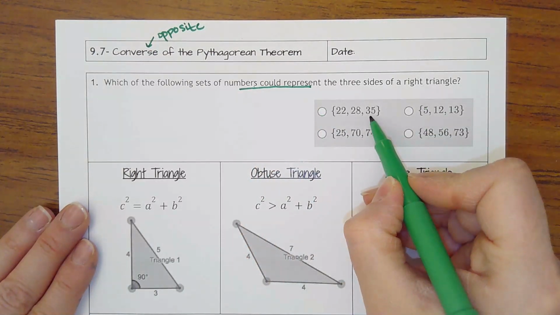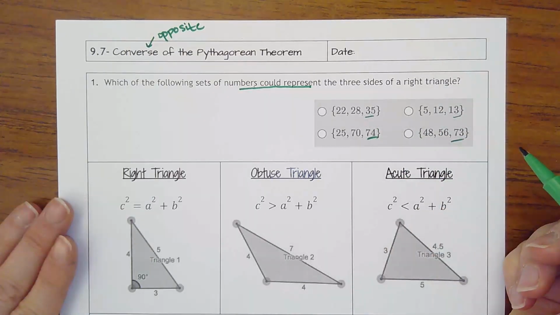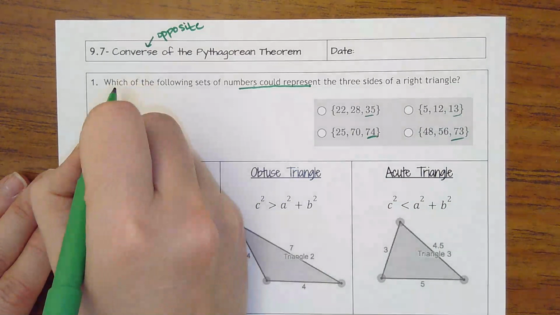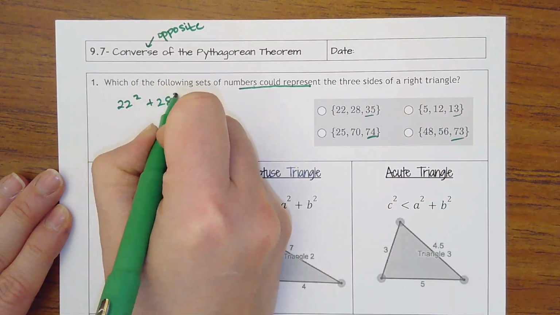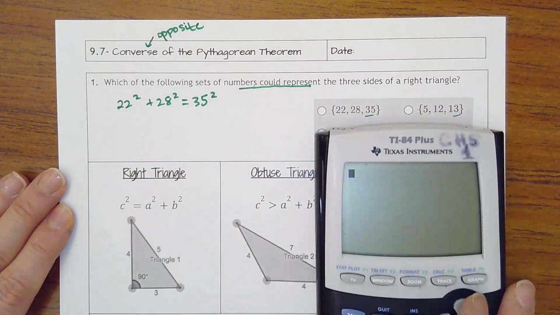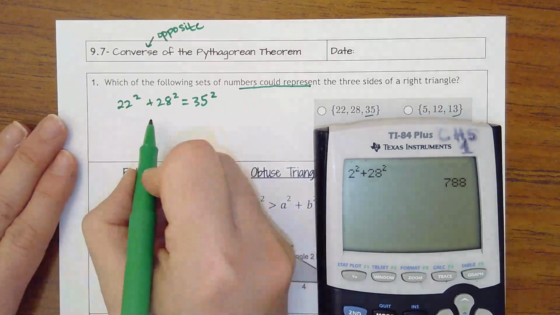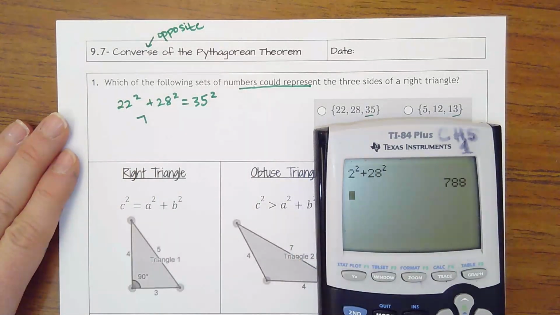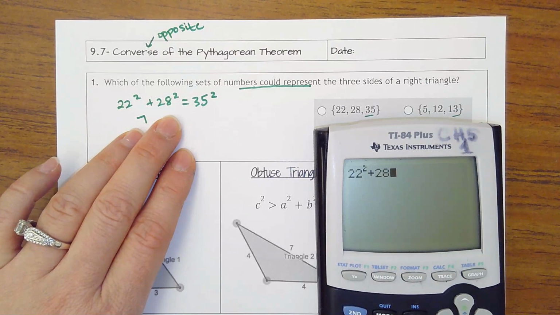You know that the longest side is going to be the hypotenuse in every one. Right? Hypotenuse is going to be the longest, the legs should be the shorter ones. So I'm just checking, could 22 squared plus 28 squared equal 35 squared? And I'm looking for the ones that do. So 22 squared plus 28 squared.